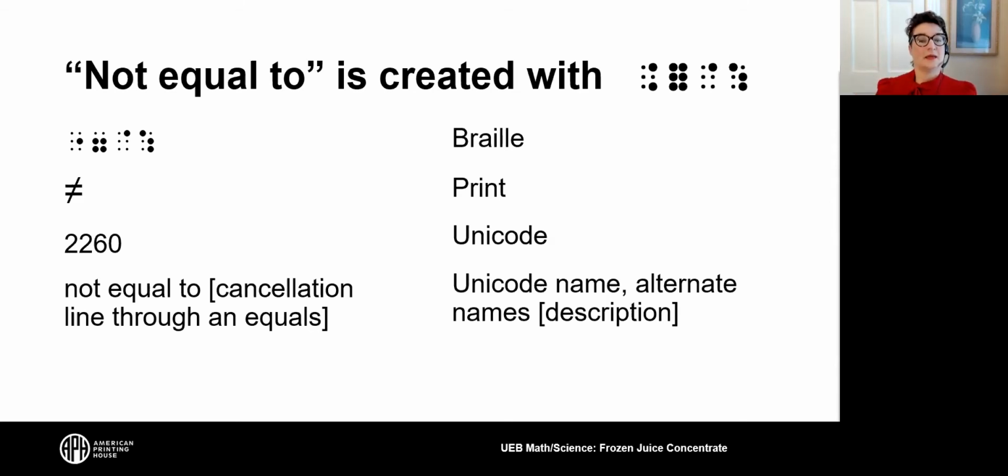And the official name of this symbol is not equal to. And a sort of description is a cancellation line through an equals. This information, the Braille cells, the print symbol, the Unicode number, and a Unicode name, as well as possibly a description, is the way that the new Section 3 of Guidelines for Technical Material is laid out. And this is cool for a couple of reasons.